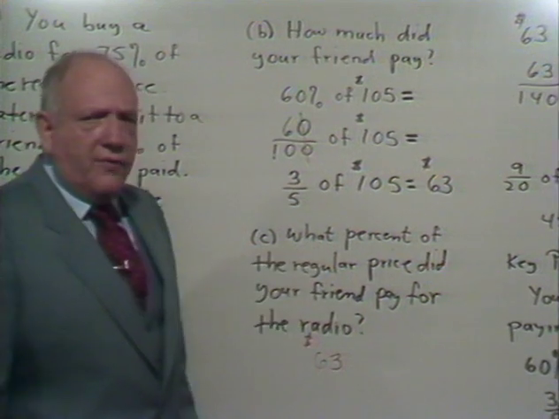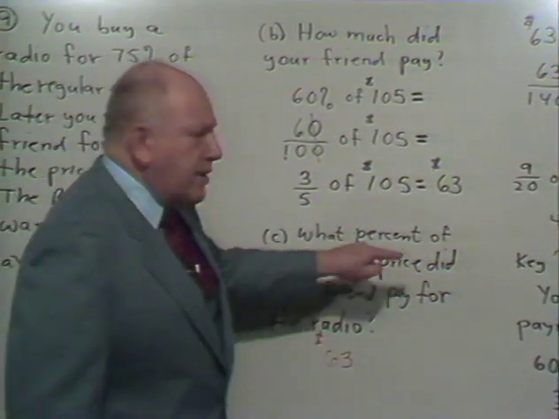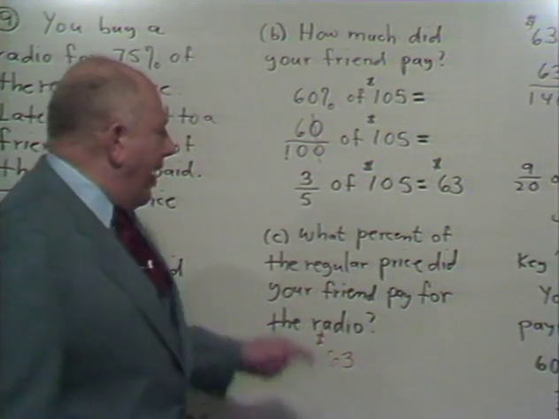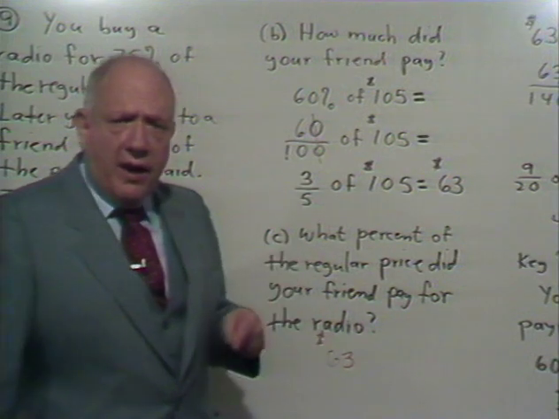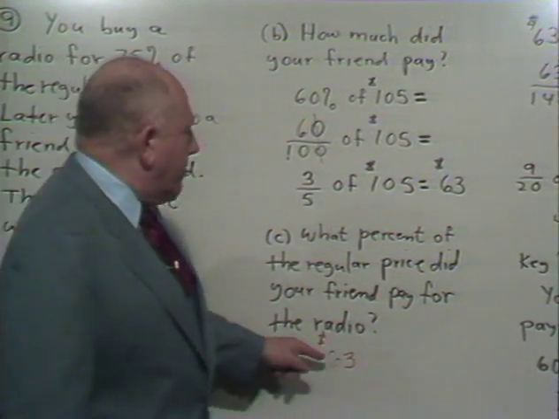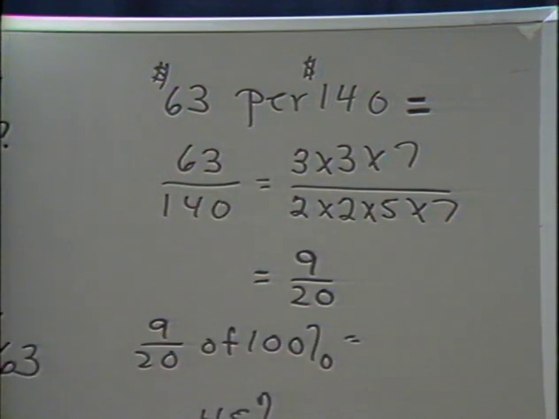What percent are we looking for? Not the percent of the price that you paid, but the regular price. What was the regular price? Not $105, that was the price you paid. The regular price was $140. So your friend is paying what? $63 out of the 140.